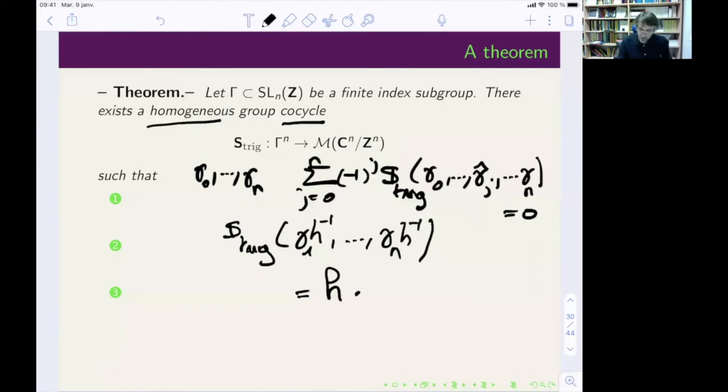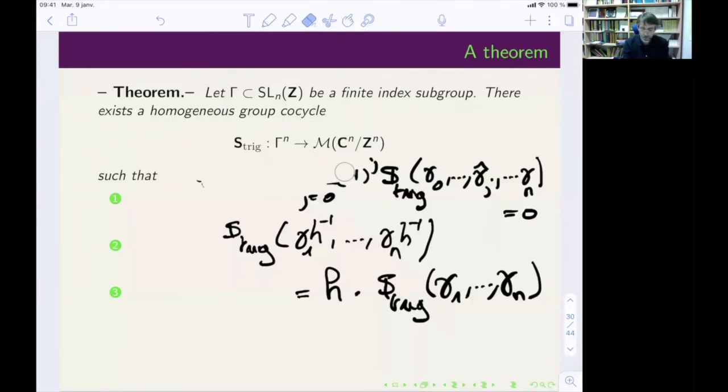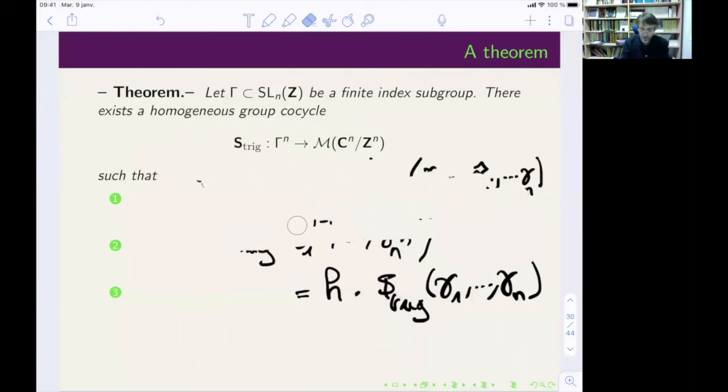It's equal to the translation of this form by H. That's exactly what corresponds to the invariance of C from the beginning. And so the theorem tells you that there is such a map that generalizes C. And that will be the content of the first statement.